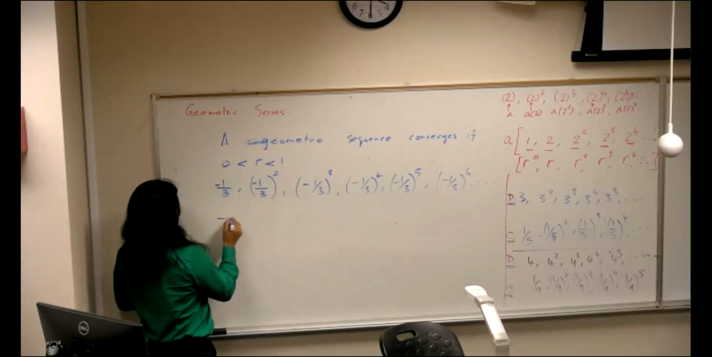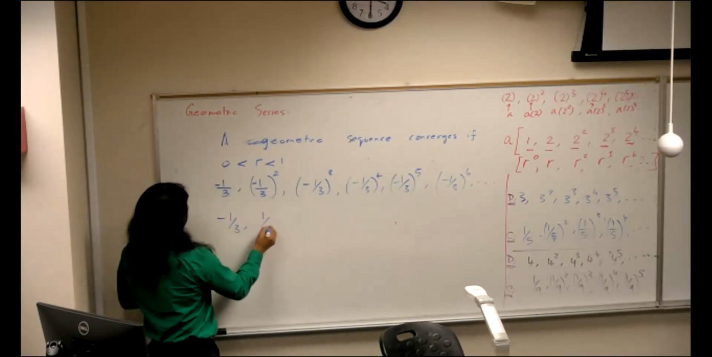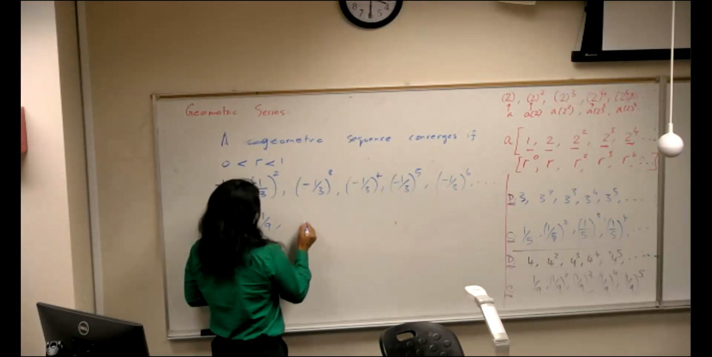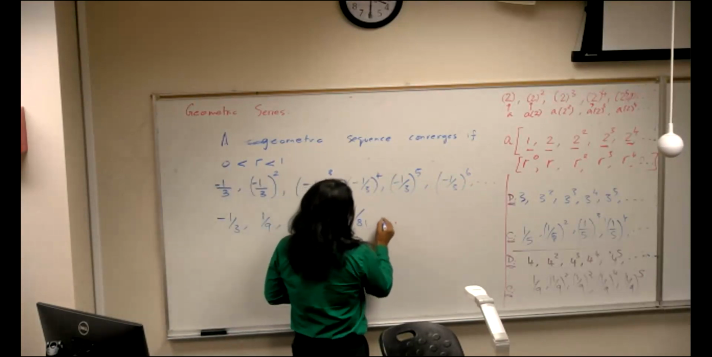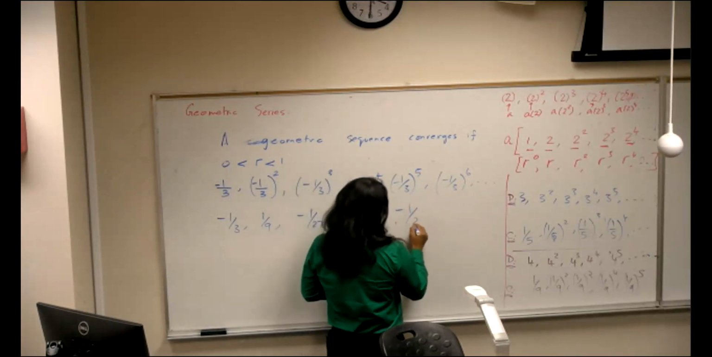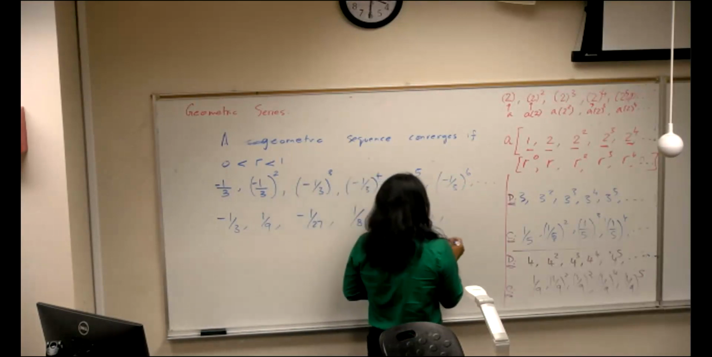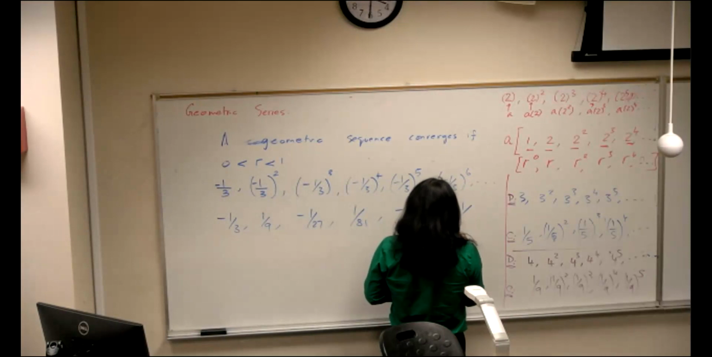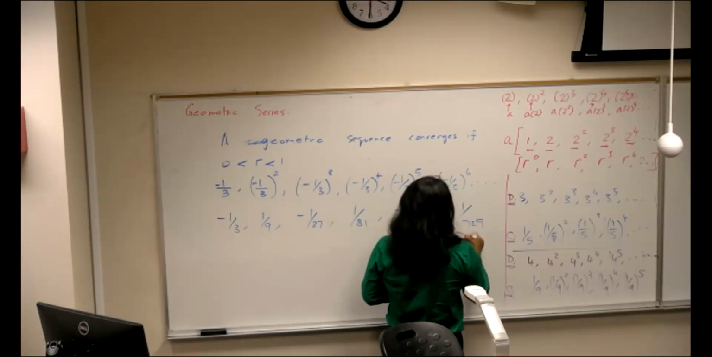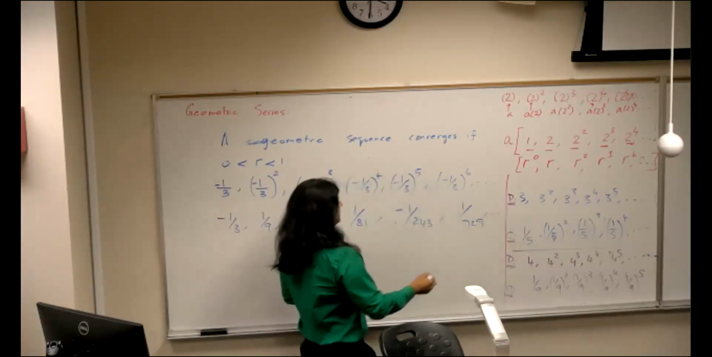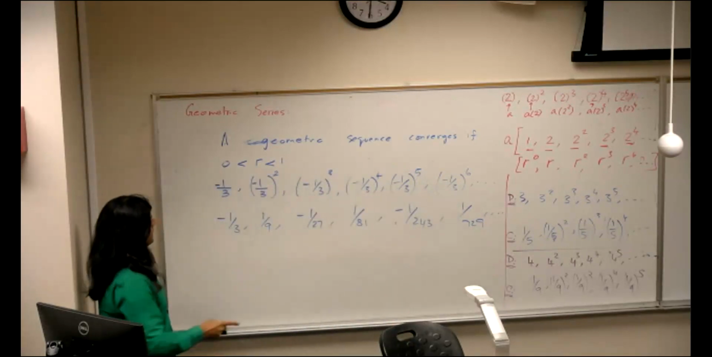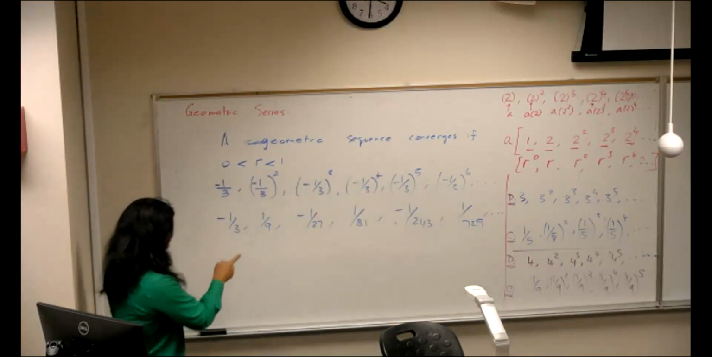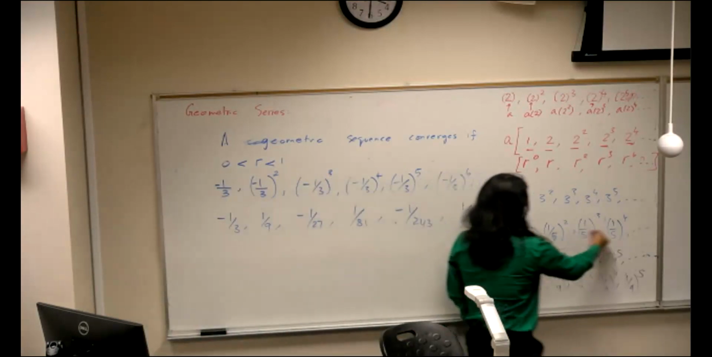So I would have negative 1/3, 1/9, negative 1/27, 1/81, negative 1/243, positive 1/729, dot, dot, dot. Right? What difference do you see between, say, this one and that one?